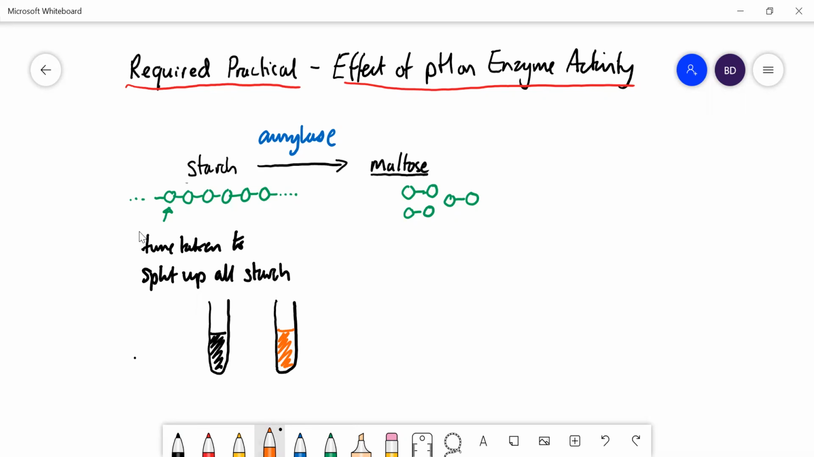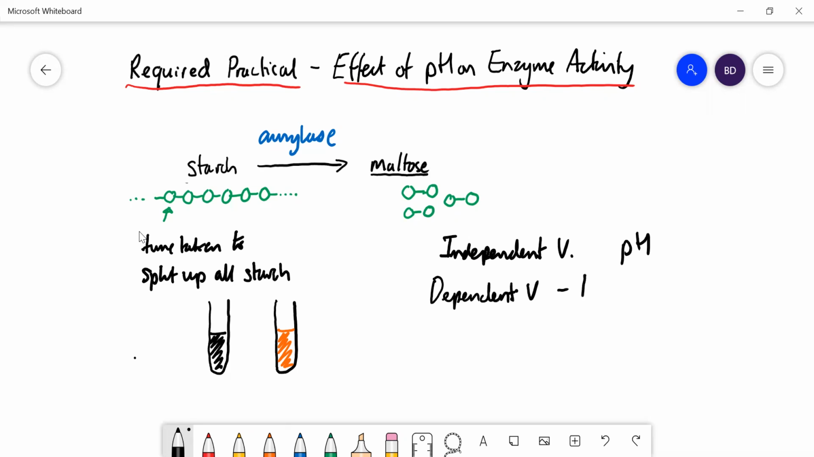Right, so what we're going to do is investigate the effect of pH. So our independent variable here is going to be pH. We're going to try pH 5, 6, 7, 8, something like that. And what's our dependent variable? Well, that's going to be the time taken for all the starch to be split up.